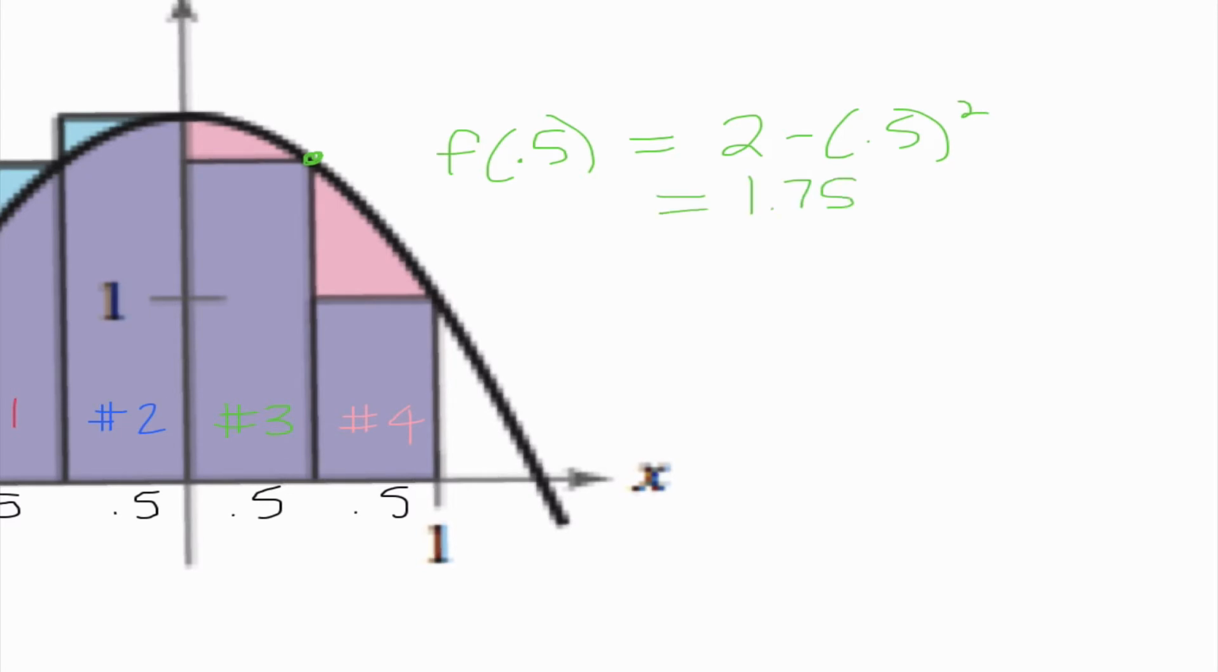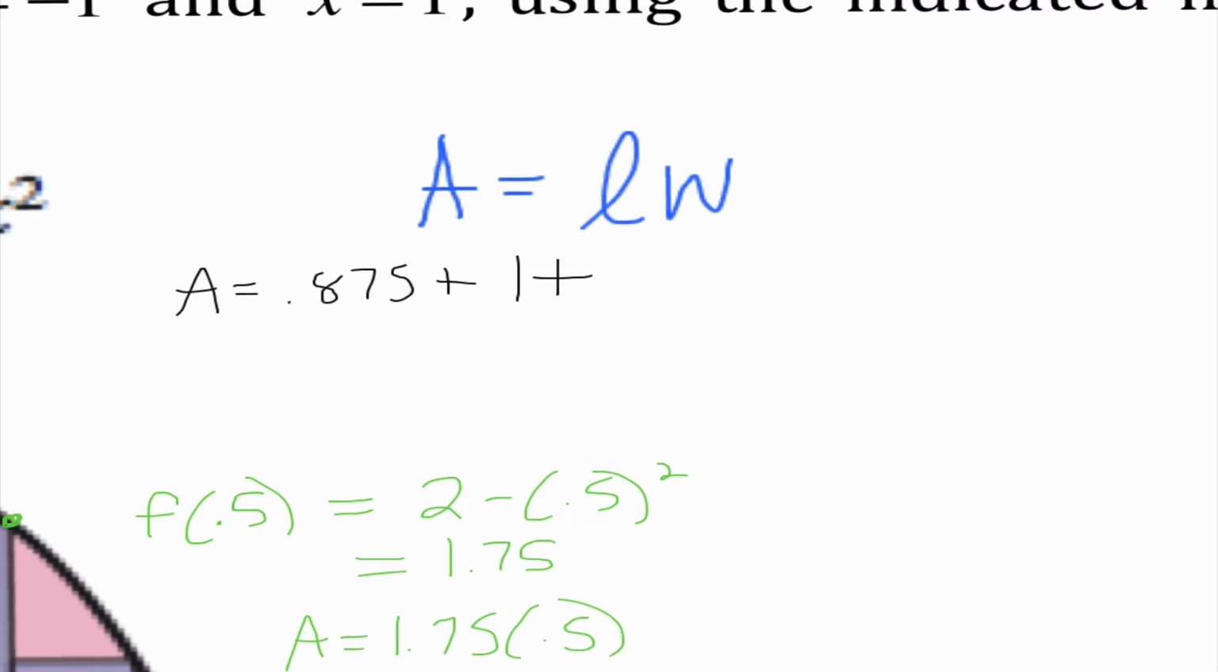This is exactly the same area, or I should say the same height, as the rectangle that was at negative 0.5. So our area would be 1.75 times 0.5, which is 0.875. So I'm going to go ahead and add 0.875 to my area.